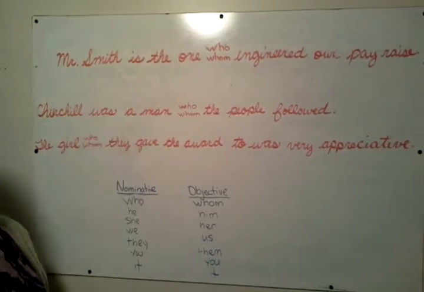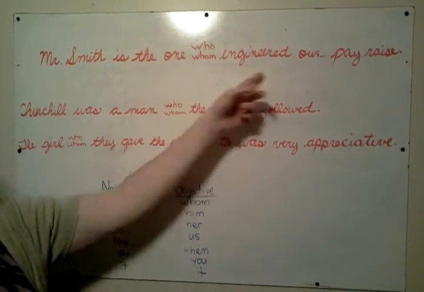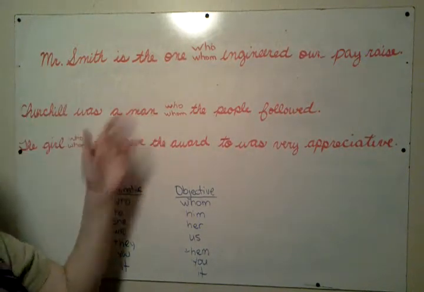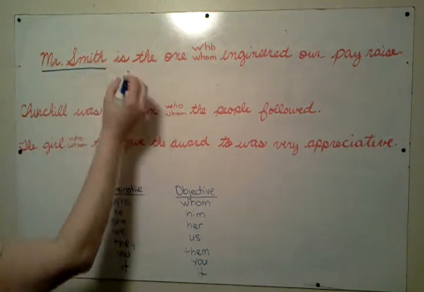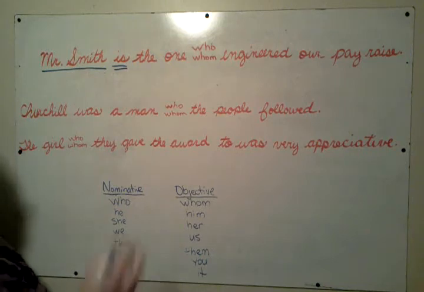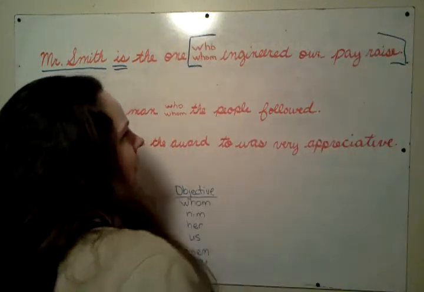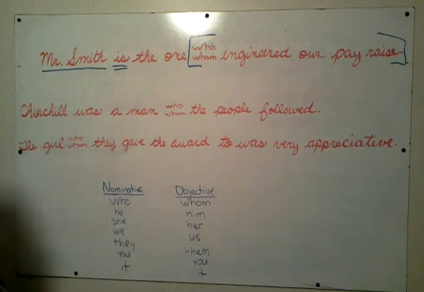The first sample sentence they gave us in the book said, Mr. Smith is the one who engineered our pay raise. And what we have here is a sentence. Our sentence has a subject and it has a verb. But inside our sentence we have a clause. And that's what makes these sentences so tricky. They all have clauses in them.